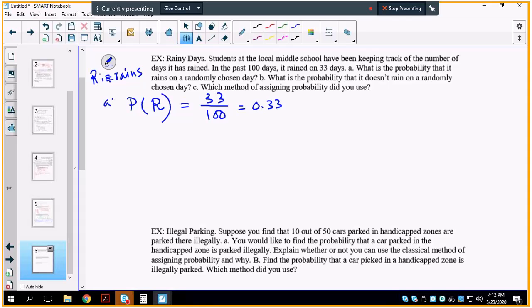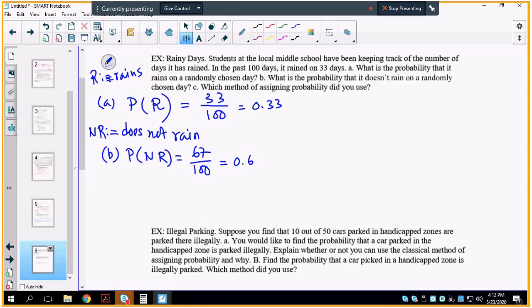The second part of the question is, what is the probability that it doesn't rain? So let's call it NR, which stands for the event does not rain. Now I am using NR, you can use any letter. You just have to describe what you mean by that letter and then find the probability. So the second one is the probability it didn't rain. If 33 days it has rained, then 67 days it didn't rain. So it's 67 over 100 and then 0.67.